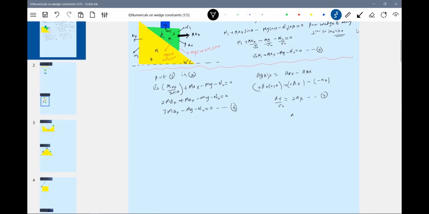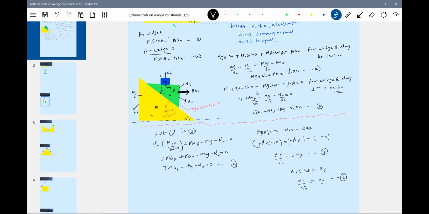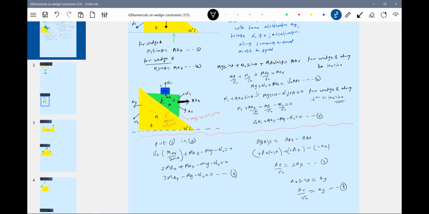So after this, what to do with all this? We know AX. Do we know AY? Yes, we know AY. Then what are the unknown things that will come? N1 and N2. I think we have to get the expression for AR first. If you get AR, then all our problems will be solved. So what to do for AR?